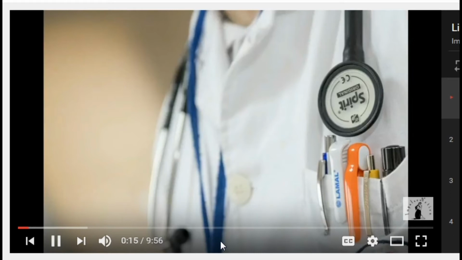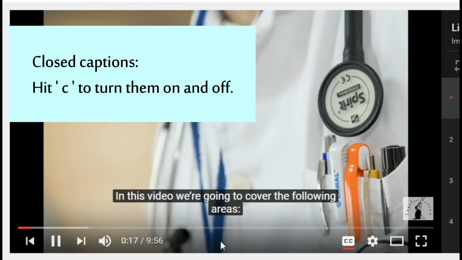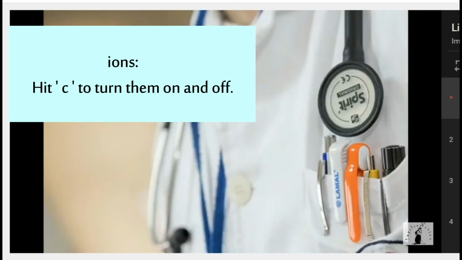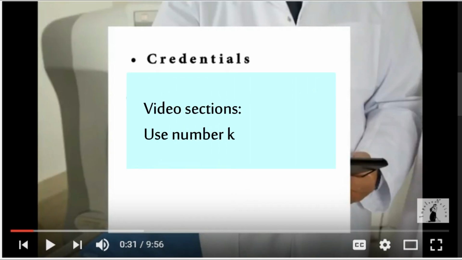Here are a couple of extras. Hit C to turn the captions on and hit it again to turn them off. Use the number keypad to go to specific sections in the video.